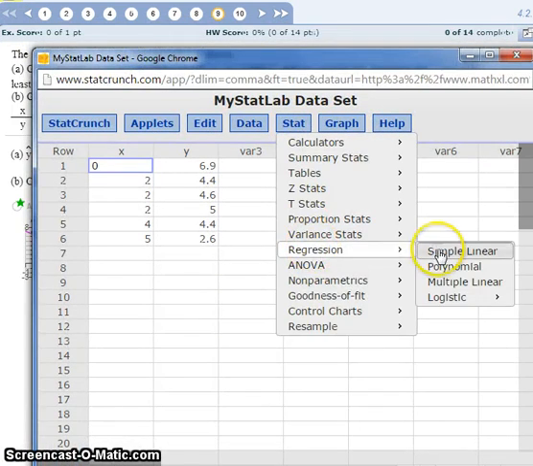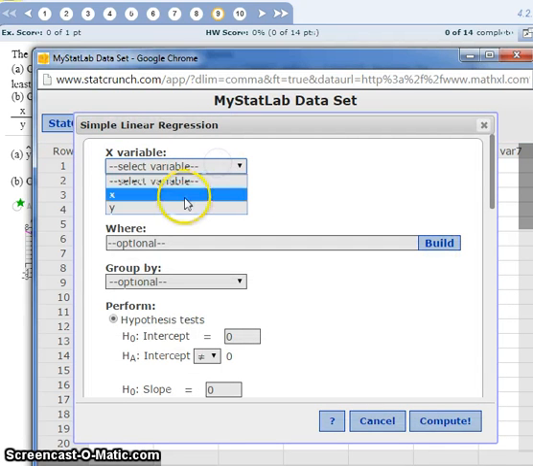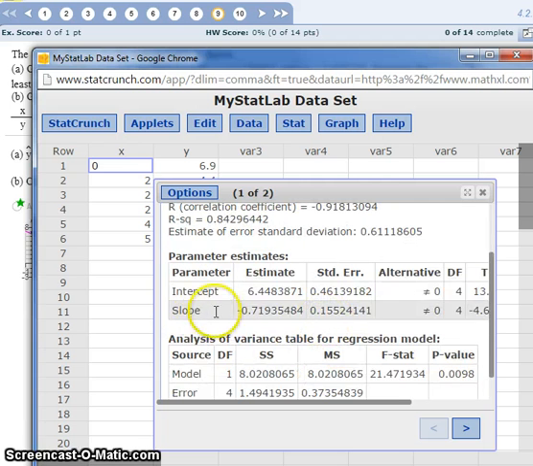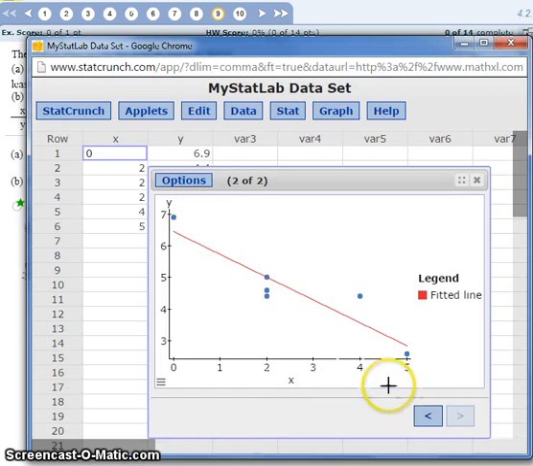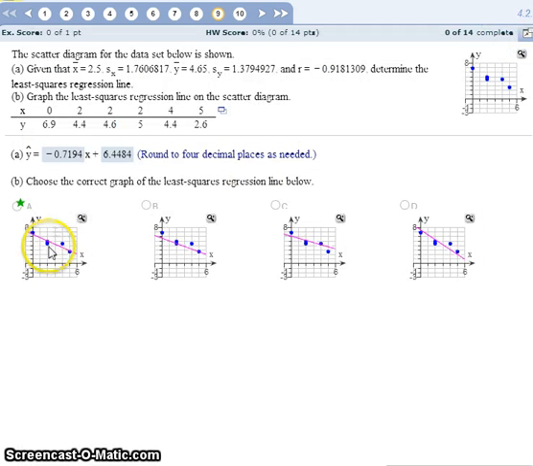So regression, simple linear, x and y, and then hit compute. And so you see what your slope should be and your y-intercept should be, and then plug those in. And also looking in StatCrunch using the button over, you can get the idea of what the regression line should look like, and then you match that up to the correct graph.